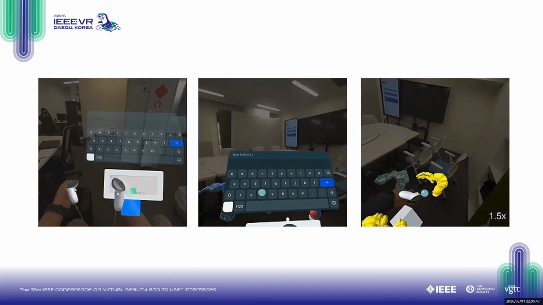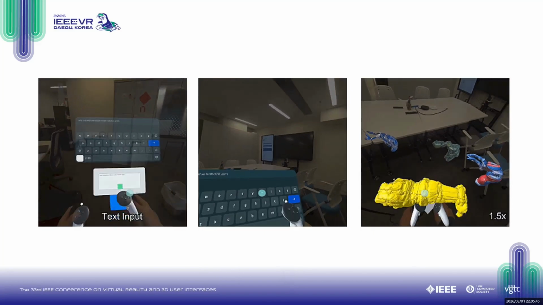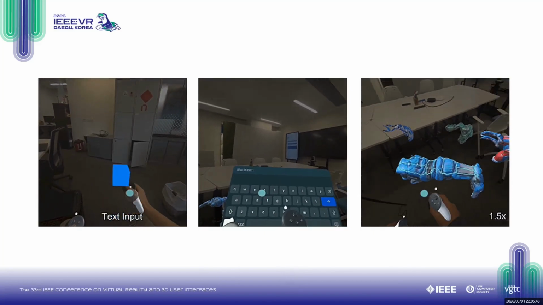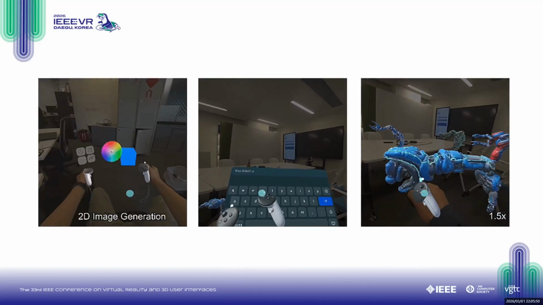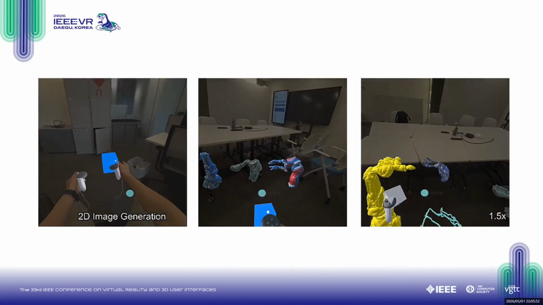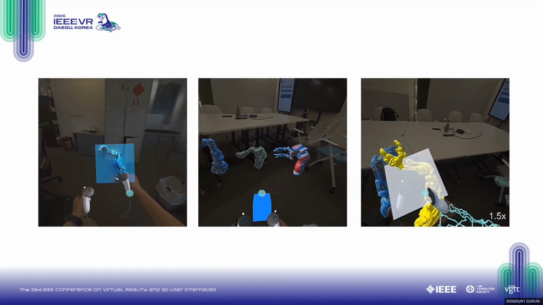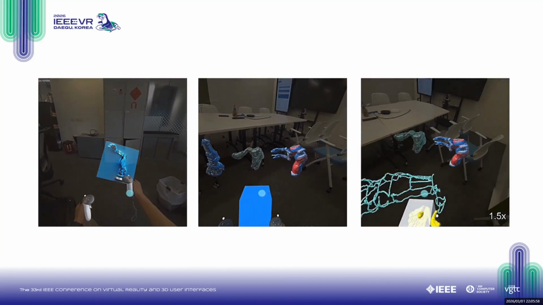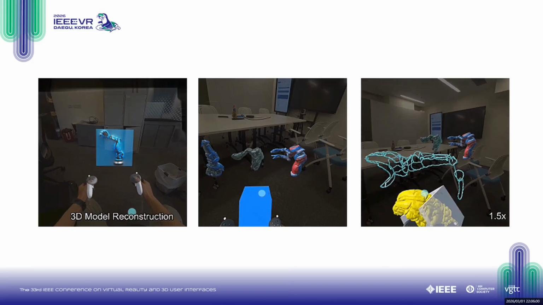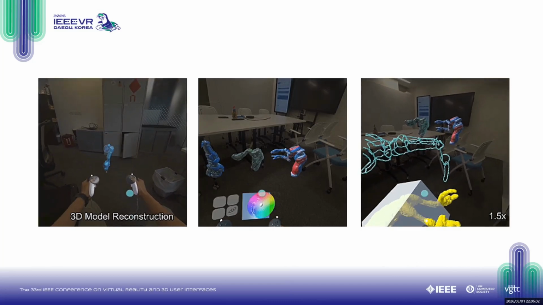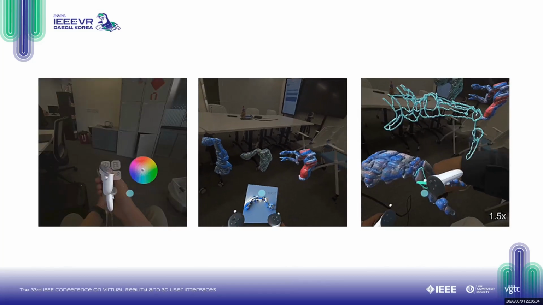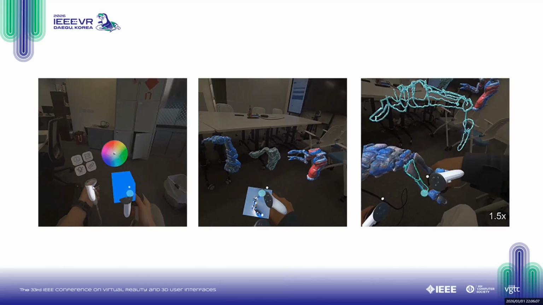These three parts show the main functions. The first part is about using voice input. The second part is text input. And the last part is about 3D sketching on the model's surface.